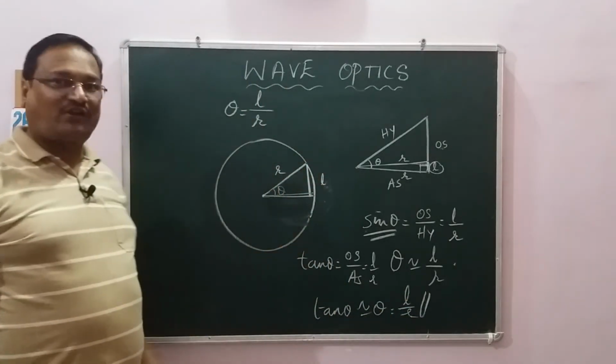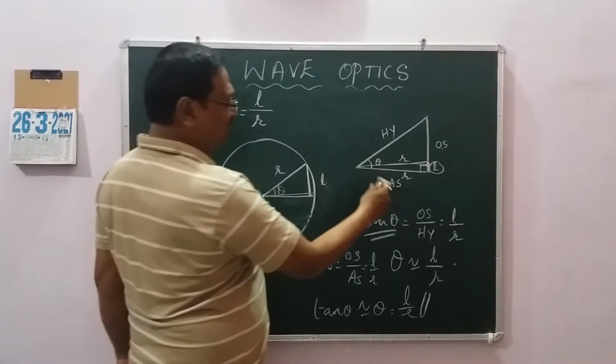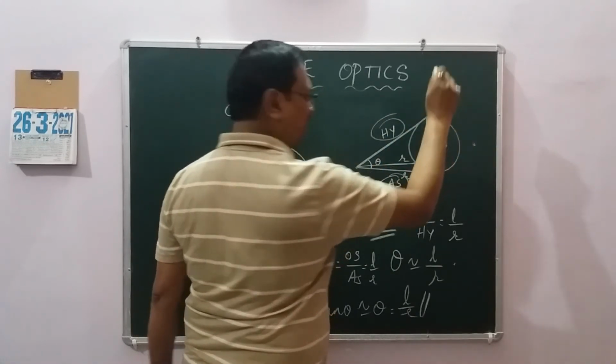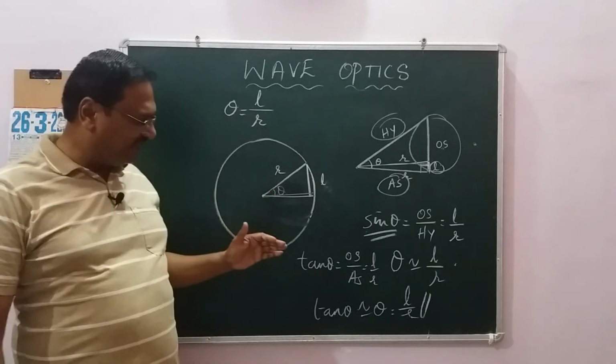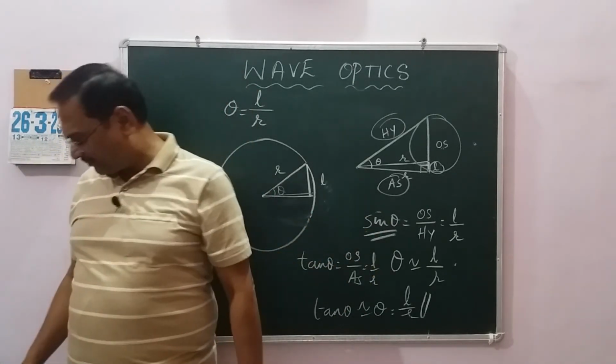But cos theta cannot be approximated. Cos theta is the adjacent side by hypotenuse. There is no perpendicular coming into the scene. So cos theta cannot be approximated. Only sin theta and tan theta can be approximated.